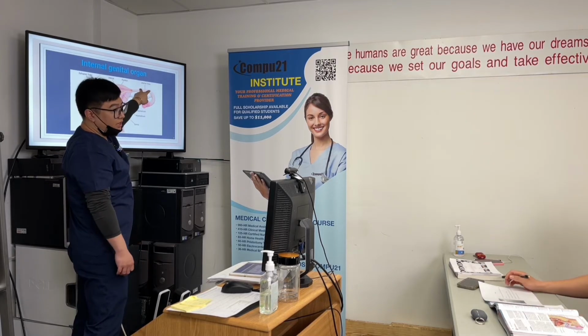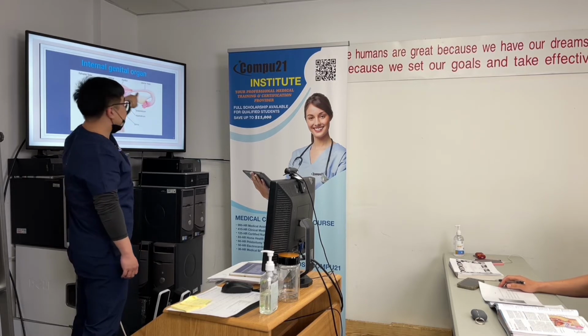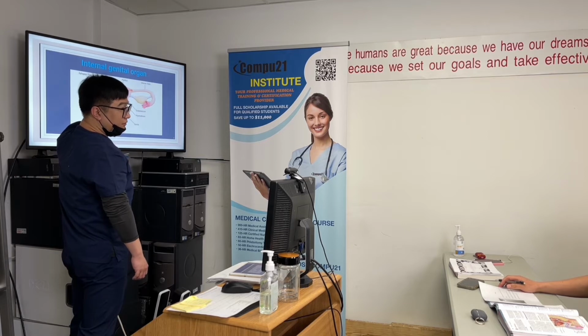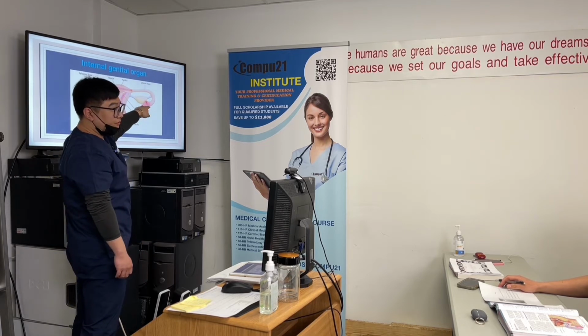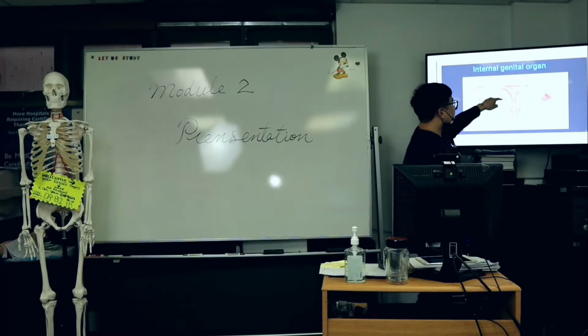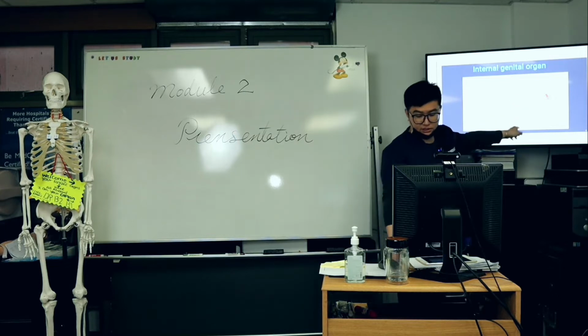The female has two fallopian tubes, also called the uterine tubes, and they connect with the ovary. So how many ovaries are there? They have two ovaries in the female reproductive system. And as we go ahead, the last part we call the vagina.